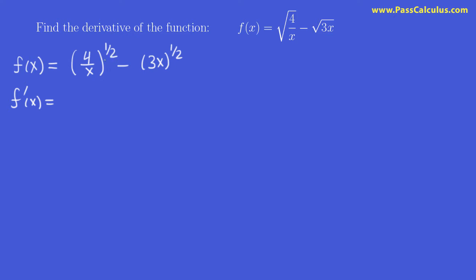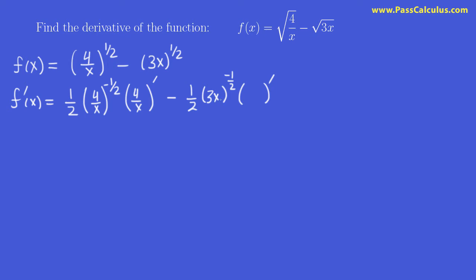We know how to do the derivative of something like this. We bring the half to the front. We ignore this. We do a half minus 1, which is negative 1/2. And then we multiply by the derivative of what we're ignoring. So we get something like this. Over here it's the same thing. The half comes to the front. We're ignoring the 3x this time. A half minus 1 is negative 1/2. And then we multiply by the derivative of what we were ignoring.